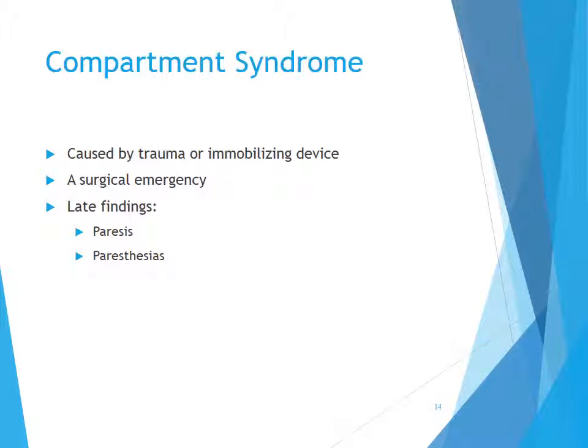When you suspect compartment syndrome, immediately elevate the extremity only to the level of the heart. Loosen restrictive bandages or dressings. Split the cast if possible, and notify the physician immediately. Give pain medicine as needed.